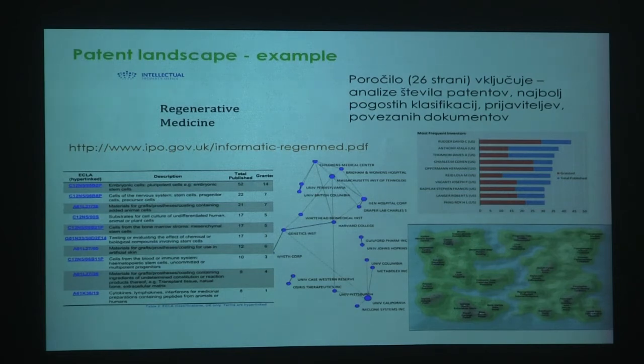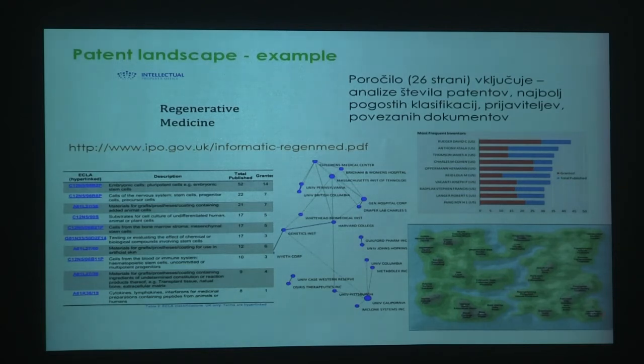So an example of things you can find in a patent landscape report is this one about regenerative medicine from the British Patent Office. Many of these reports, especially on public health topics, are free to use. You can find some also on the World Intellectual Property Organization website. It's interesting reading, especially if you can find one on your technological field. This one is from a Slovenian report, but you can find in the report the most frequent inventors. You can find connections between applicants. You can find also the most frequent patent classifications that are present in patents in this field.